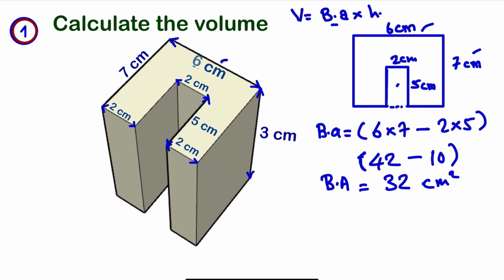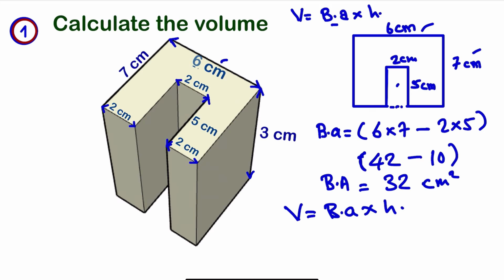We can move further to calculate the volume. So volume is base area times the height. Now, what is the height of this prism? This is the height. We can see here it is 3 centimeter, 3 centimeter, and 3 centimeter. So this 3 centimeter represents the height of this prism.